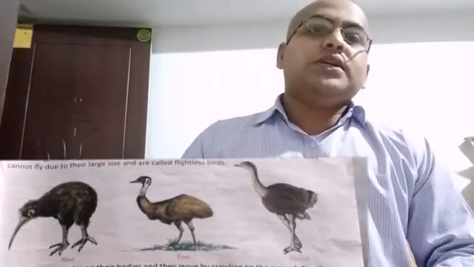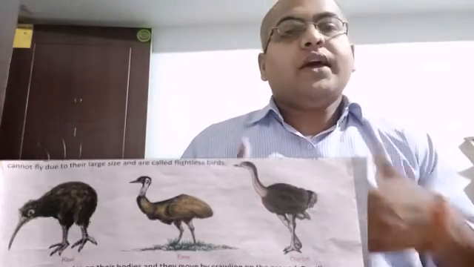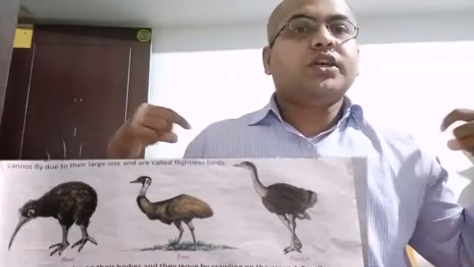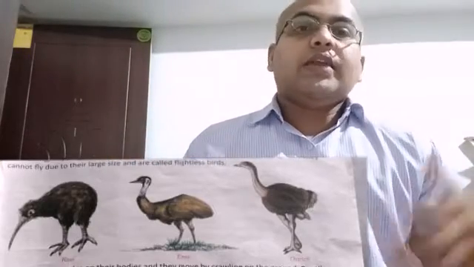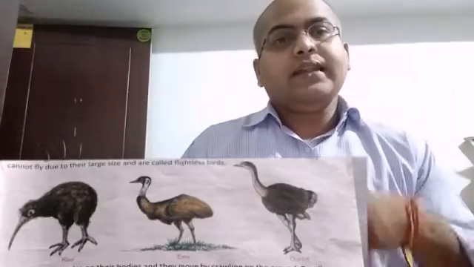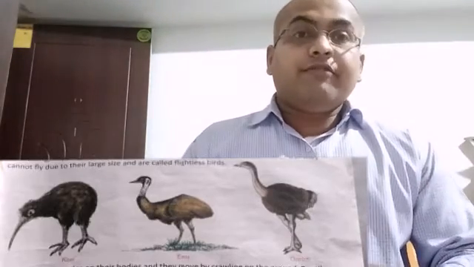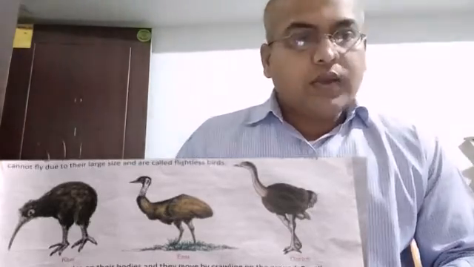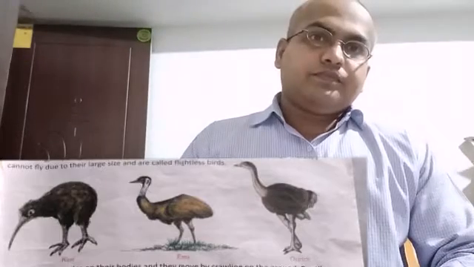So as we know, birds have wings, and they have very strong breast muscles which are connected with their wings, so they can fly easily. They have hollow bones, so their body weight is light and they can easily fly. They have feathers, so feathers also help them to fly.